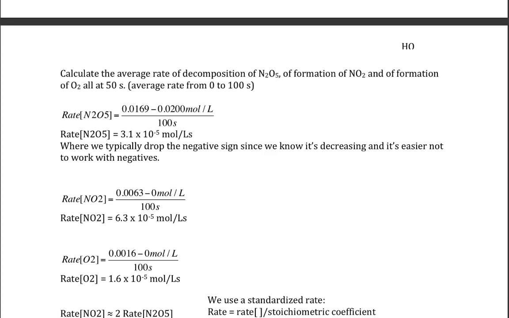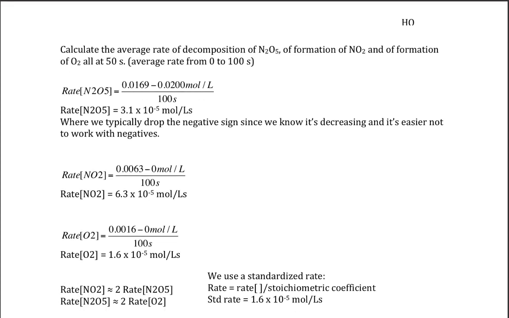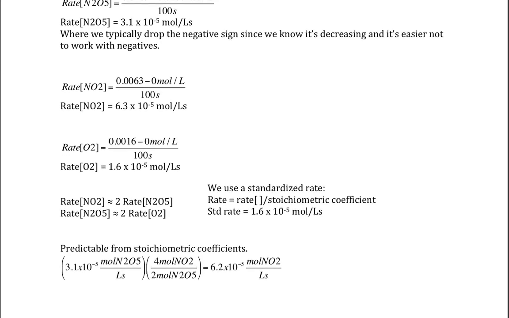In fact, rate units are, if we are working with concentration in molarity and time in seconds, come out to be moles per liter seconds. Notice that although we're taking a smaller number and subtracting a bigger one, we drop the negative sign because we know that the concentration is decreasing, so the rate would be negative, but it's easier not to carry that negative sign. The rate of formation of the NO2, that would be the concentration at 100 seconds minus the initial.